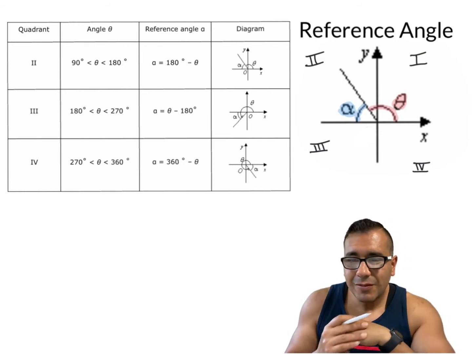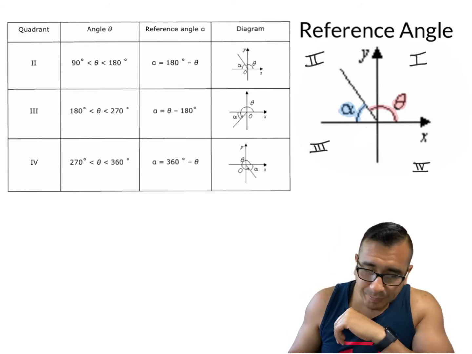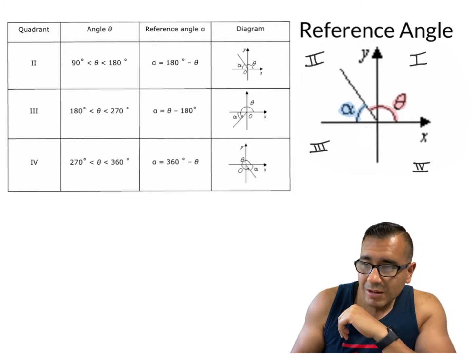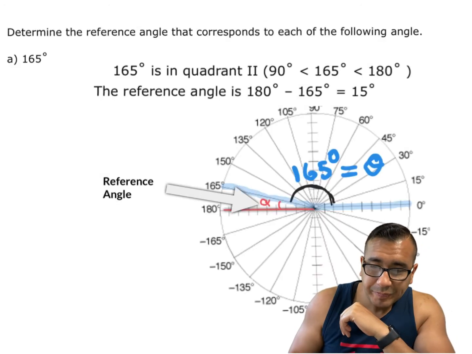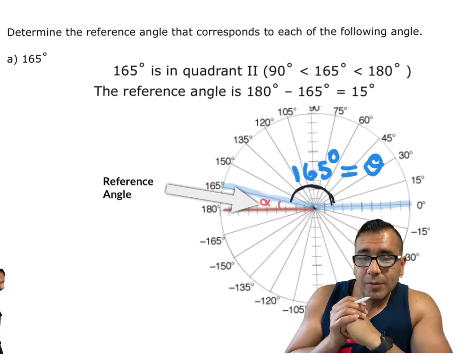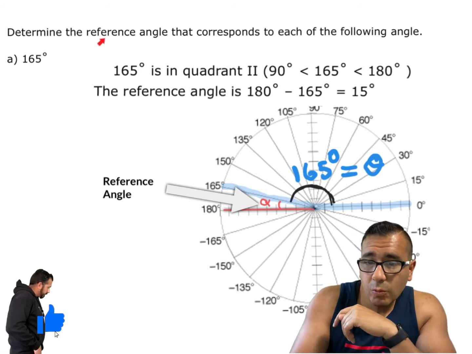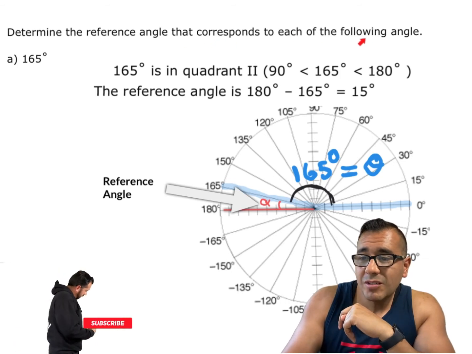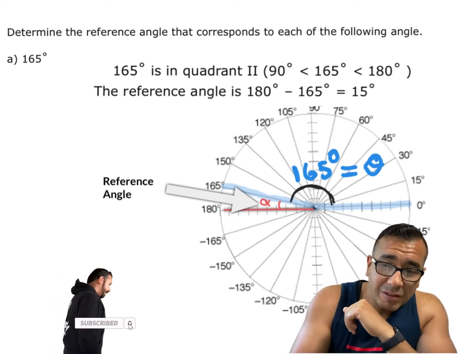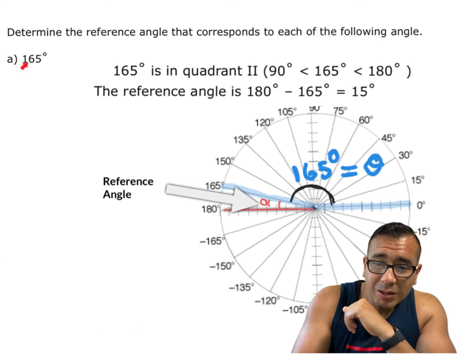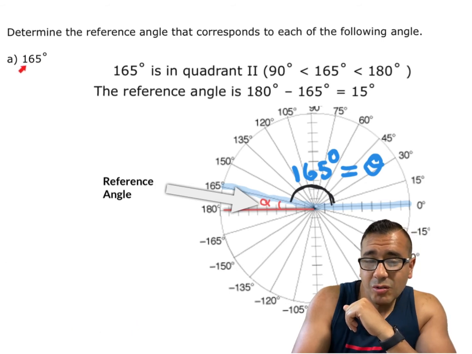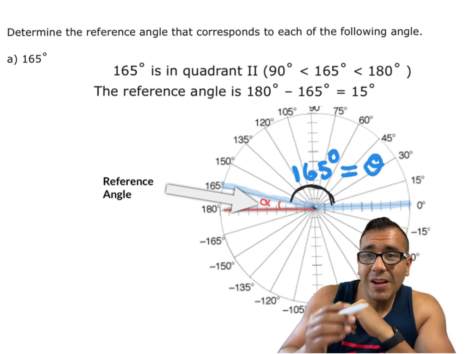All right, I'm not going to leave you hanging. Let's get into this. Our first question is going to be in 3 parts. Here's our question. We want to determine the reference angle that corresponds to each of the following angles. For this first one, we want the reference angle associated with 165 degrees.